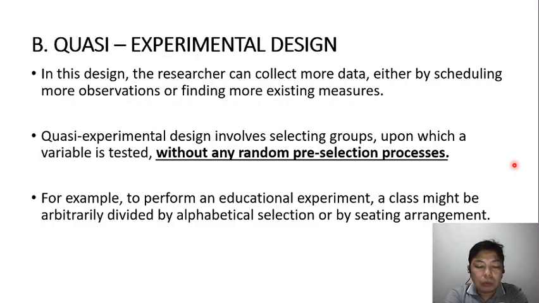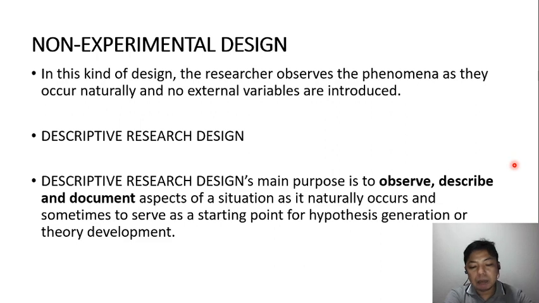Both true and quasi-experimental design is commonly used in scientific experimental research. Okay, now, the second type of your quantitative research design is yung tinatawag natin na non-experimental design. In this kind of design, the researcher observes the phenomenon as they occur naturally and no external variables are introduced. In a non-experimental research design, there is no manipulation. Okay? So you cannot manipulate your variables.